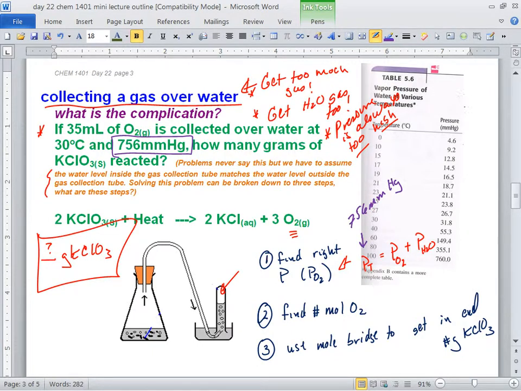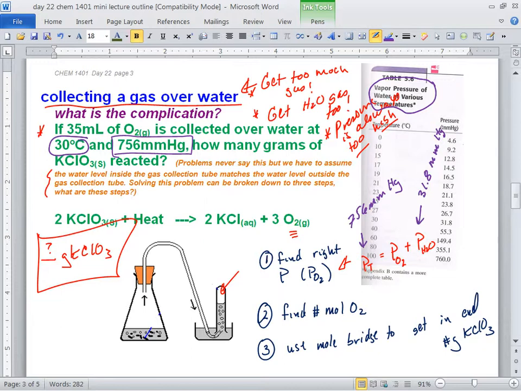table, right? Vapor pressure of water at various temperatures. So what you do is you find the temperature we're interested in, which is what? 30 degrees. So using that table, Kenneth, what's the pressure due to water? 31.8. And what are the units, though? Yeah, it's millimeters of mercury. Isn't that nice? Because now we don't have to do any converting.